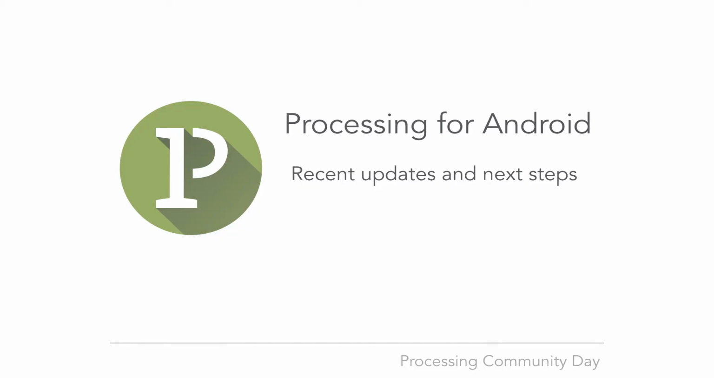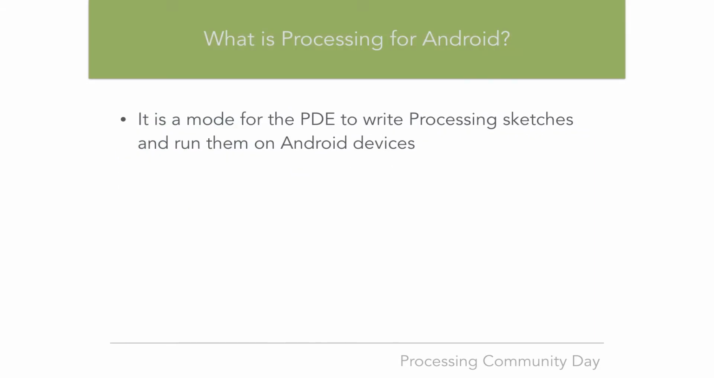Right. There it is. So today, I want to talk about Processing for Android, some news about this project. Most of what I show today is online. And yes, what is Processing for Android? Essentially, it's a mode that you can use in the Processing environment to write sketches that you can then run on Android devices: phones, tablets, now watches.